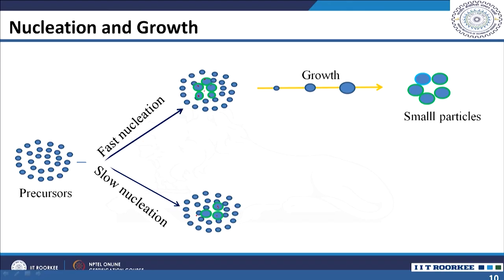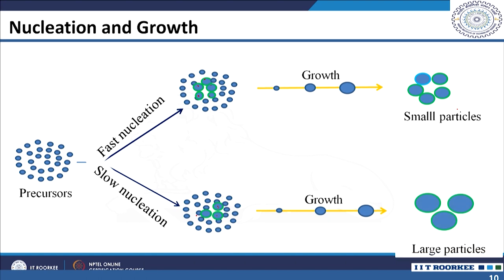Now starting from the fast nucleation, if I allow them to grow, so basically what will happen, it will become larger and larger over the time and I will get a smaller particle. But from the slow nucleation, if we allow them to grow, so we will get large particles. So starting from the precursor solution, the first process is the nucleation. Nucleation is the birth of a pattern. It can be homogeneous or heterogeneous nucleation. And from the nucleated site, the growth starts.